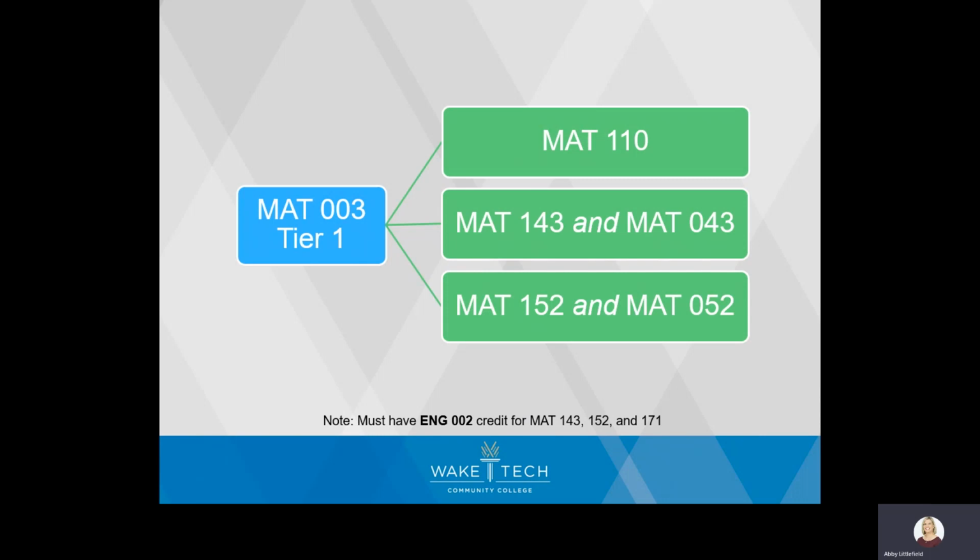but you'll notice with both of those options that there's an "and," and the "and" is either Math 043 or Math 052. And these are what we call co-requisites, meaning they are classes that you take at the same time as the gateway class. They have their own times, their own instructors, their own number of credit hours, but they are support classes to help enhance what you're learning in the gateway class itself.